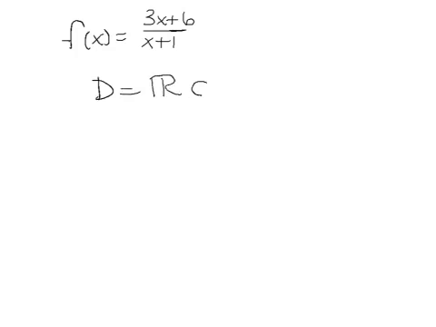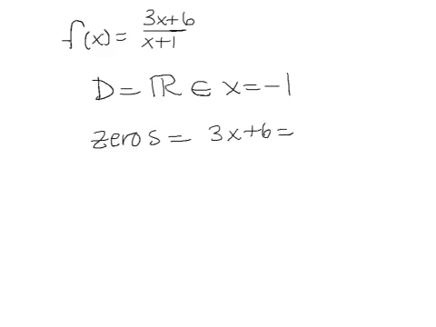So let's look at, for example, if we had f of x is equal to 3x plus 6 over x plus 1, we know the domain of it is all real numbers except when x is equal to -1. And then we also know that the zeros of this function is when 3x plus 6 is equal to 0, so x would equal -2. So we have our domain and our zeros.